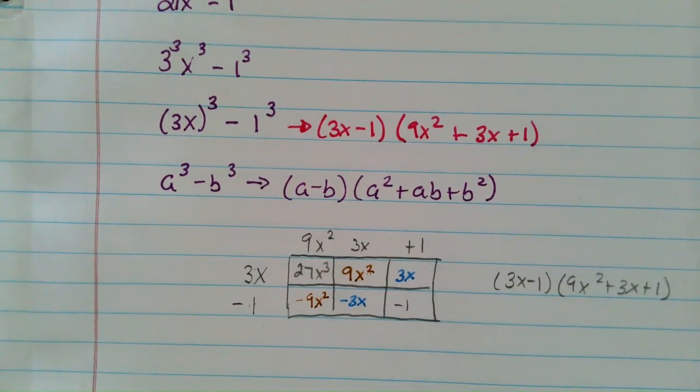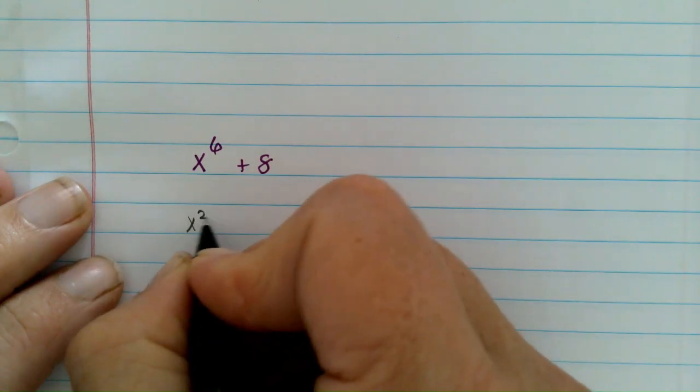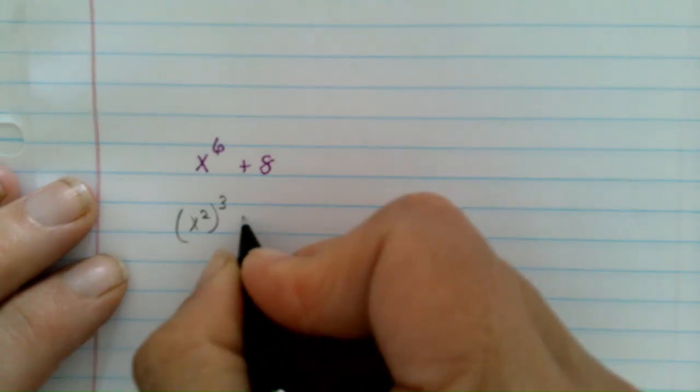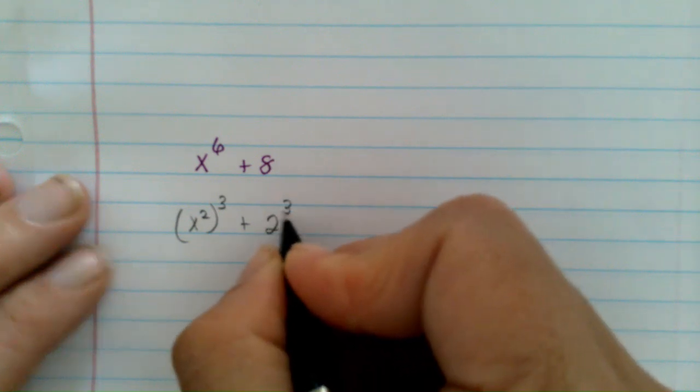So let's try that again without the rule. Again, you can always use the rule pattern, you just have to understand it. If you don't like the rule, this is how to do it. X to the 6th plus 8. And you might be going, well, x to the 6th isn't something to the third power. Absolutely it is. It is x squared to the third power, and 8 is 2 times 2 times 2, so 2 cubed.